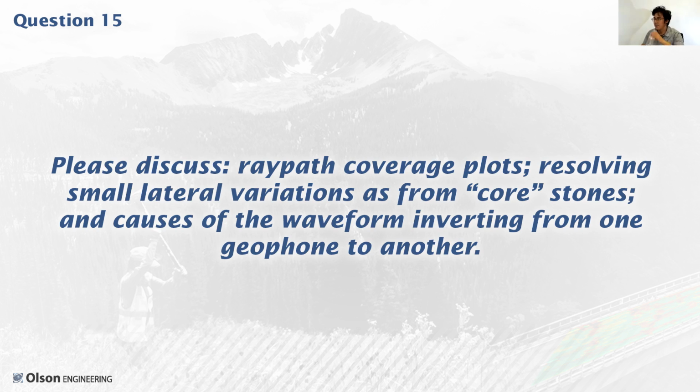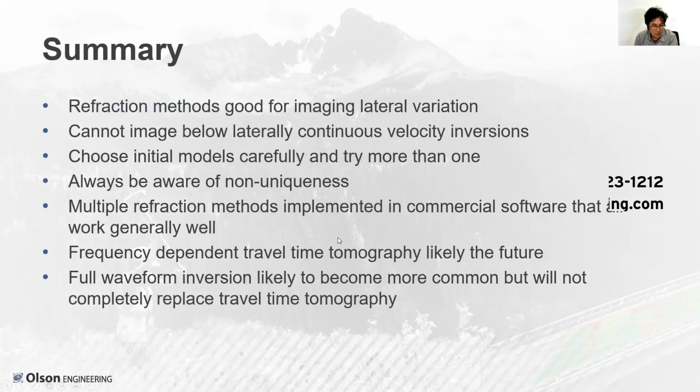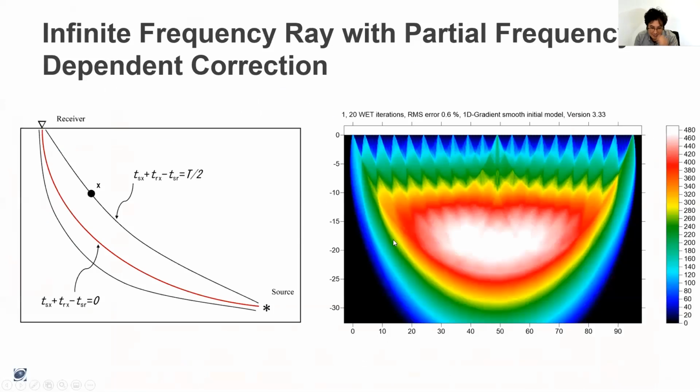Okay. Please discuss ray path coverage plots, resolving small lateral variations as from core stones, and causes of waveform inverting from one geophone to another. Okay, so let's go back to the coverage plot because I didn't explain that super well. The coverage plot is, in this case, the back projection envelope from each shot and receiver pair. So for each shot, you're modeling a ray to every one of the geophones, and then you're back projecting along that Fresnel volume. So the more coverage or overlap you have between Fresnel volumes, the better constrained your model is going to be.